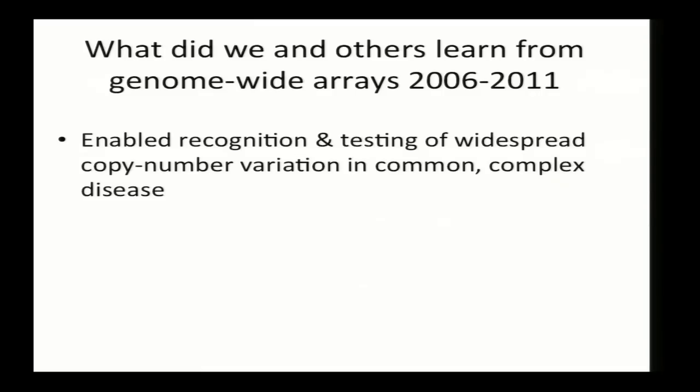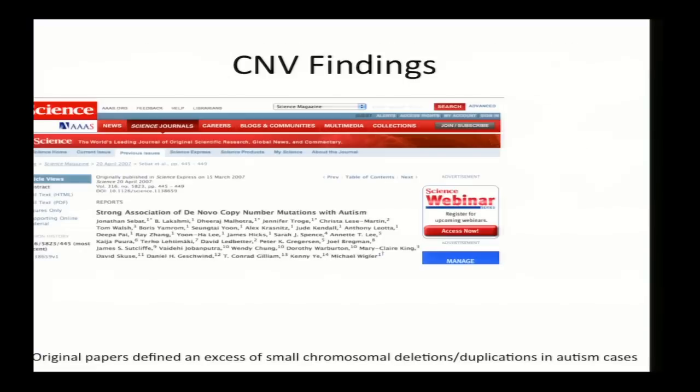So what did we and others learn from genome-wide arrays about copy number variation in disease over the following years? What this was enabling was recognition and widespread testing of copy number variation in common complex disease. And the first findings really came in autism. For example, a paper by Jonathan showing that several percent of autism cases actually have a new deletion or duplication that they didn't inherit from either of their two parents.